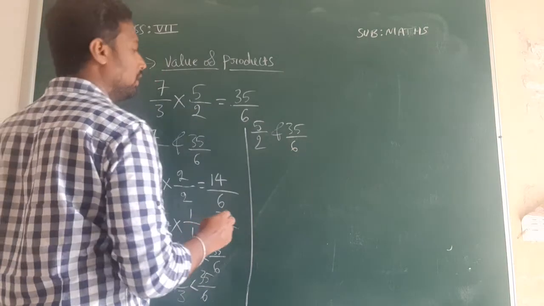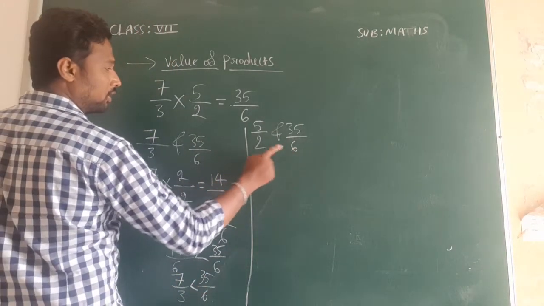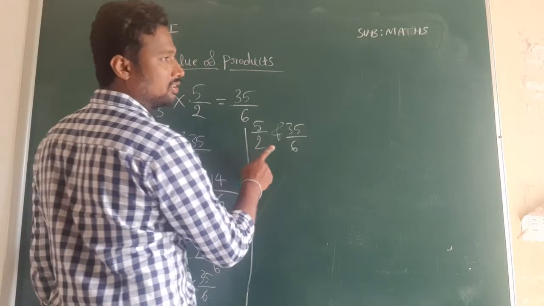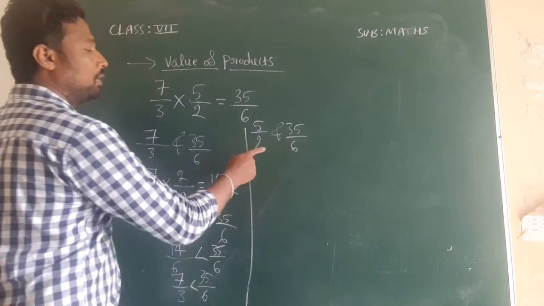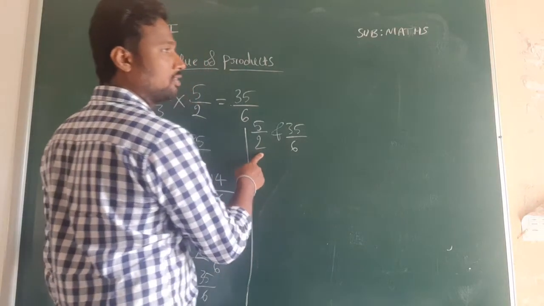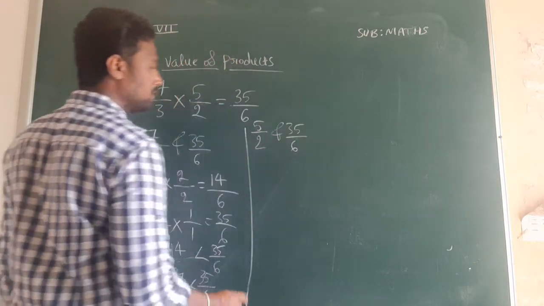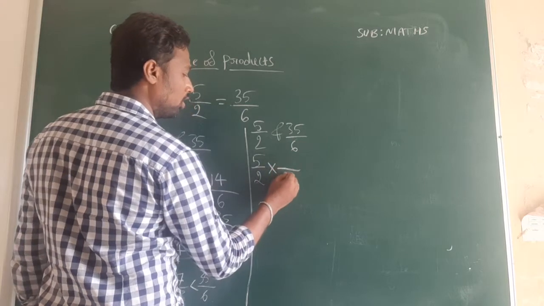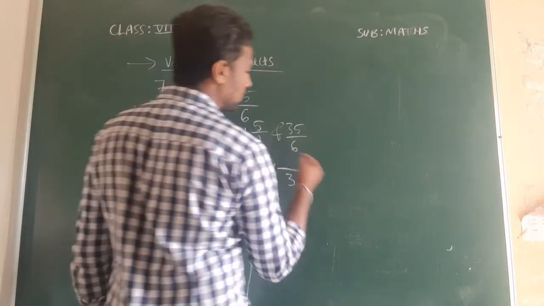Now if you compare here, you can see we already have 6 as the base, or denominator, here, and here we have 2. So if you multiply this 2 with 3, 2 into 3 means what you will get? 6. Therefore I will multiply this 2 with 3 only, because I will make this 2 as 6, so that the denominator will be the same. So first I will consider 5 divided by 2, and in the denominator I will multiply this 2 with 3, because 2 into 3 means 6 we will get.